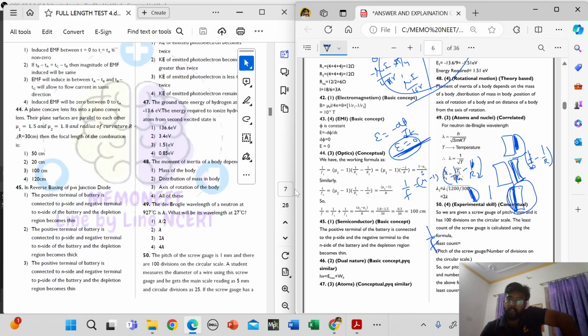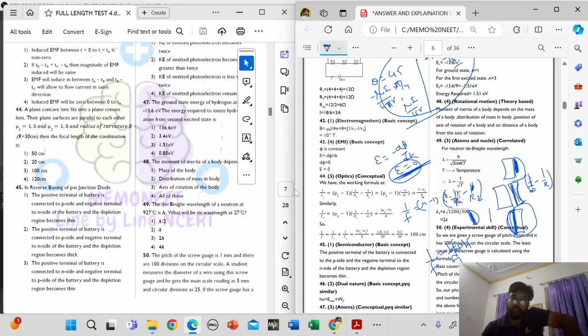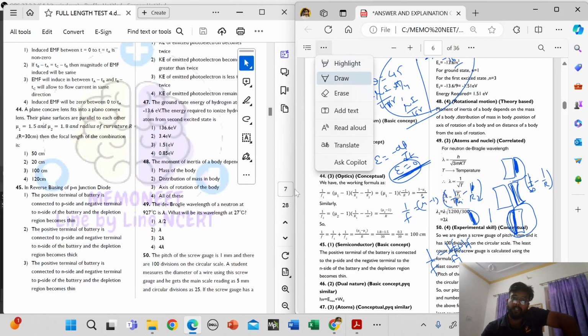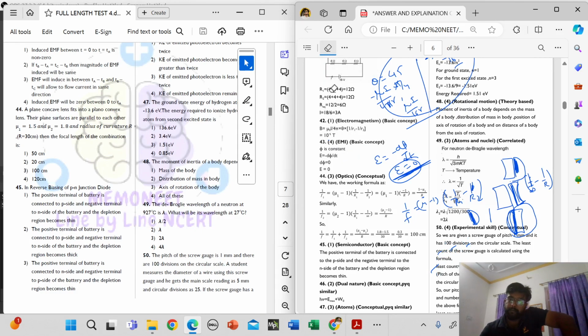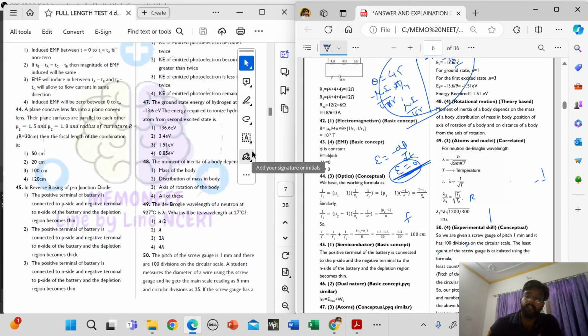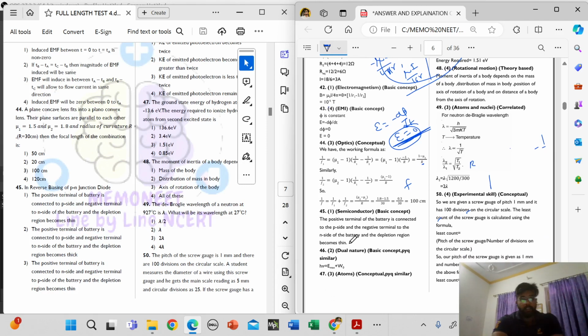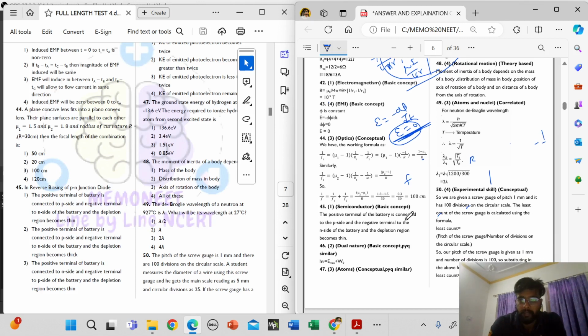So 1 upon F is equal to 1 upon F1 plus 1 upon F2. From this we get (mu2 minus mu1) upon R. We have been given the values of mu2, mu1 and R, so we can find the focal length of the combination.